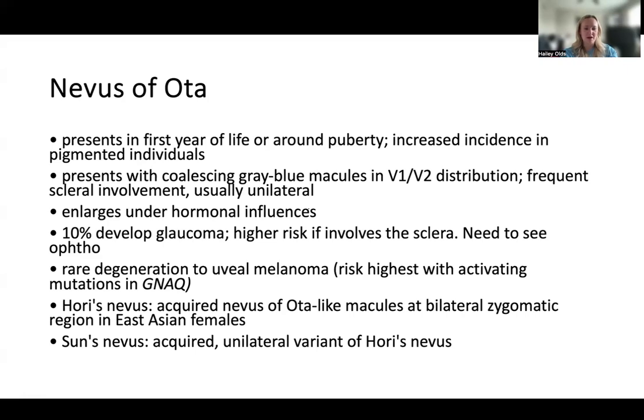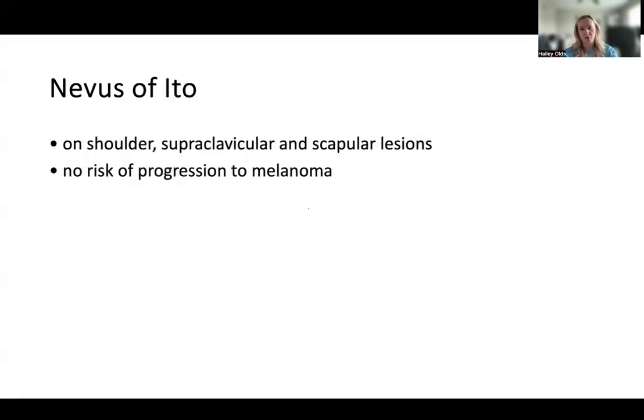And then, like I said, Hori's nevus is the same kind of thing, but on both sides. And then Sun's nevus is the unilateral variant of a Hori nevus, and it's acquired. And then nevus of Ito is the same, but it's on the shoulder or supraclavicular area, and this has no risk of progressing to melanoma.